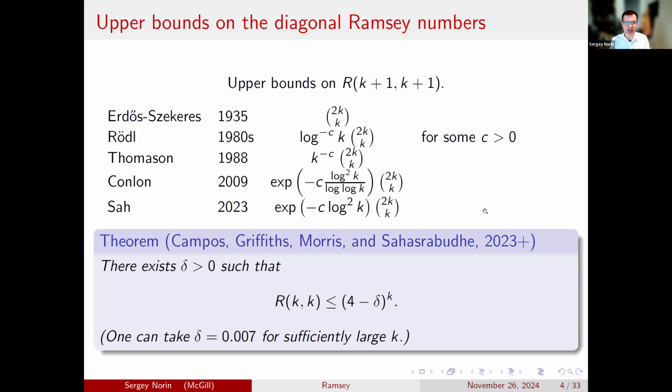And finally, in the surprising, amazing breakthrough, this improvement was made last year by Campos, Griffiths, Morris and Sahasrabudhe. They have shown that R(k,k) is at most (4 minus something) to the k, and in fact, even the improvement that they make on the base of the exponent is not negligible. It's small, but it is a meaningful constant. So something about 1/120, just slightly less than 1/100. And their method is completely different from this effective quasi-randomness method of Thomason and Conlon and Sah.